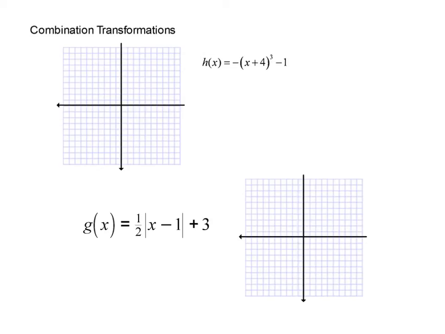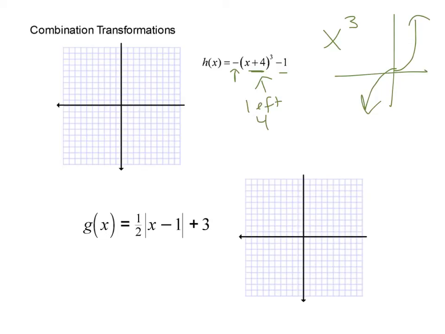Now combinations. So this has some combinations of transformations in it. This to me looks like the x to the third function, but I've added a 4 inside the parentheses, I've subtracted a 1 outside the parentheses, and I put a negative in front. So that means my x to the third, which by the way, remember, looks like this. You can refer to your little cheat sheet. It moves to the left 4. It moves down 1, and it's upside down.